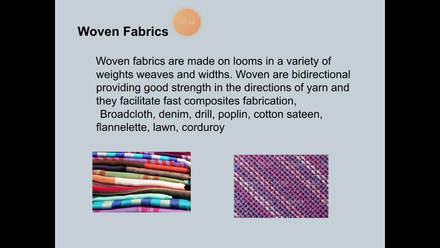Now turn to the next, woven fabrics. Woven fabrics are made on looms in a variety of weights, weaves, and widths. They are bidirectional, providing good strength in the direction of the yarn, and they facilitate fast composite fabrication. Broadcloths, denims, drills, poplin, cotton, lawn, and corduroy are some examples of these woven fabrics. They are shown in the figure. The woven fabric shawls are on the left side, and the structure of woven fabrics is shown on the right side of the figure.